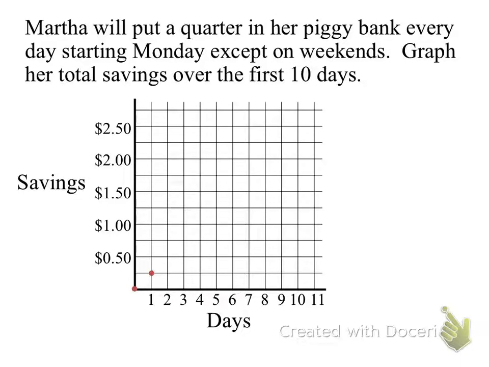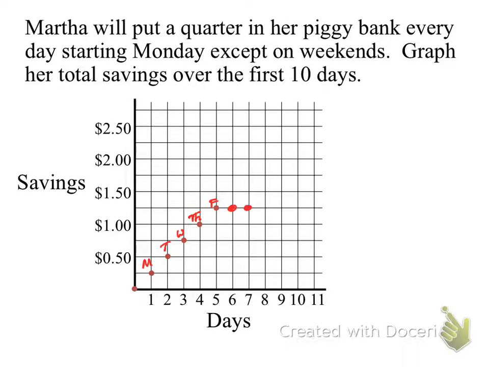50 cents. Day three? 75. Day four, $1. Day five, $1.25. Day six, $1.25. Oh, wait a second, but it says except on weekends, so let's talk about this. This is Monday, Tuesday, Wednesday, Thursday, Friday, and then where's my next one going to be? $1.25. To the right. It's going to stay to the right. And then Sunday? Stay to the right. Okay.